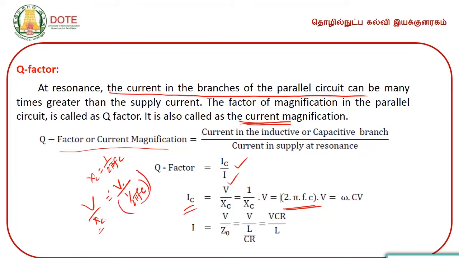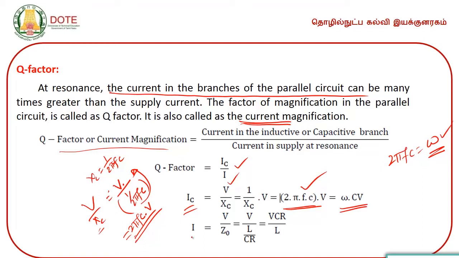So, this 2 pi FC will come to the numerator. So, you will have 2 pi FC into V divided by 1, or it is 2 pi FC into V. What is 2 pi FC? We know that 2 pi FC is equal to omega. So, this is the angular frequency, omega is the angular frequency. Now, instead of this 2 pi FC I am going to substitute omega here. So, you have omega into CV.